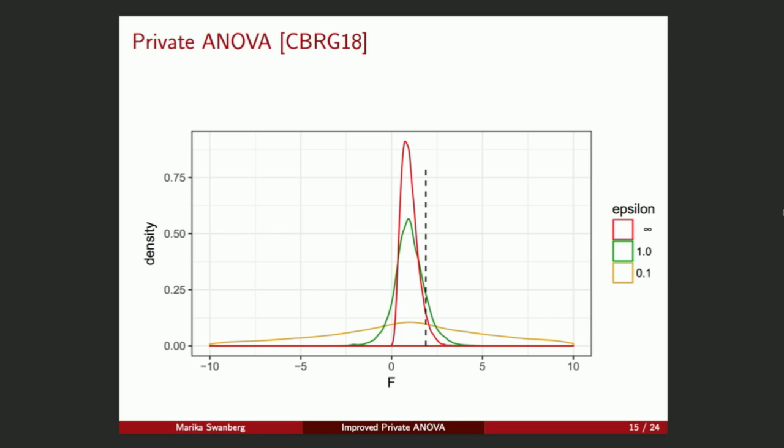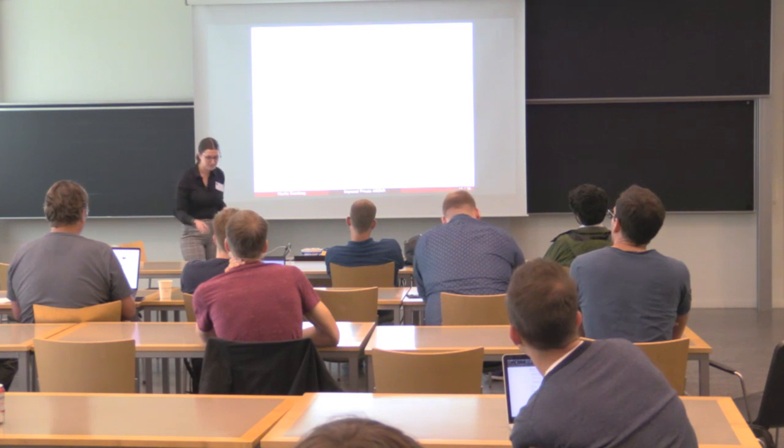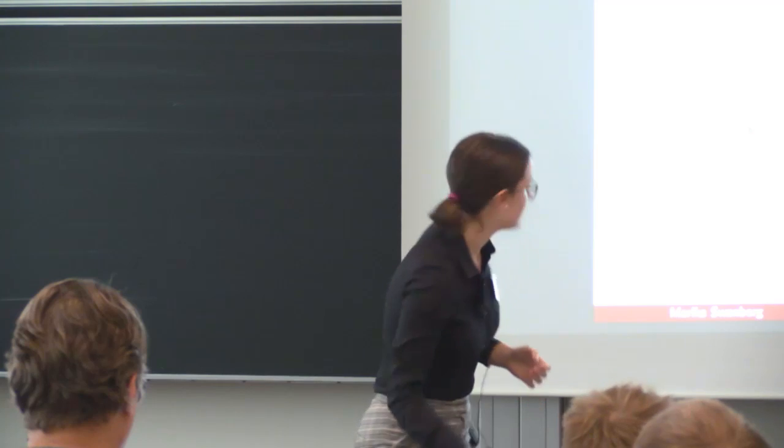So as you can see, the smaller the epsilon gets, the more spread out the distribution gets. So if our data is out here and we're comparing it to the public version, we might find that our data is significant, but in reality, if we're using a small epsilon, it's probably not. So they fix this by just simulating the reference distribution with null data. And here are the results.